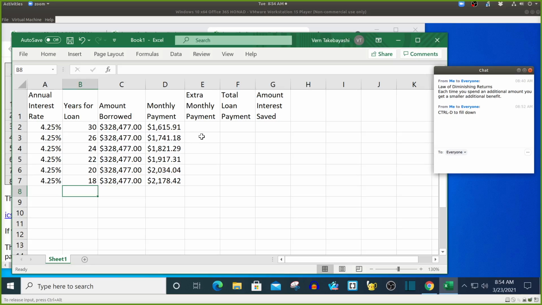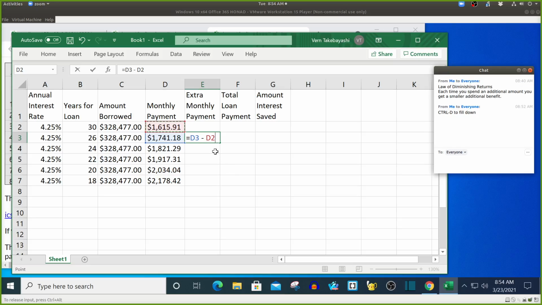Okay, so I'm gonna go into this cell right here, and I want to calculate the extra monthly payment. Well, that's just equal to this minus this, right? So you saw me, I just clicked D3 minus D2. But for the extra monthly payment, we always want to subtract the base loan payment, the 30-year loan payment.